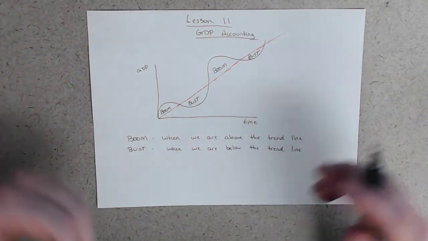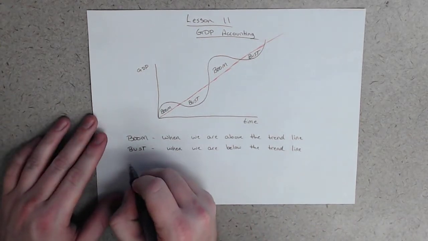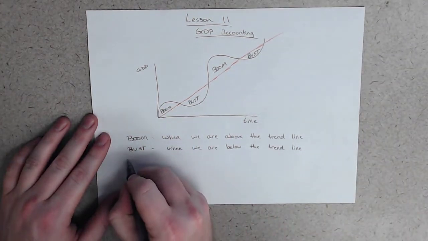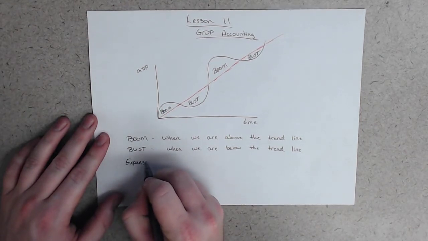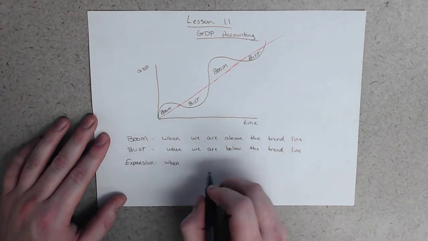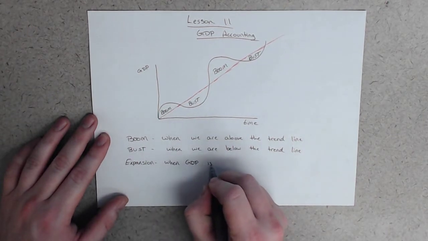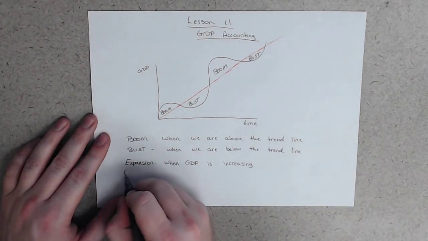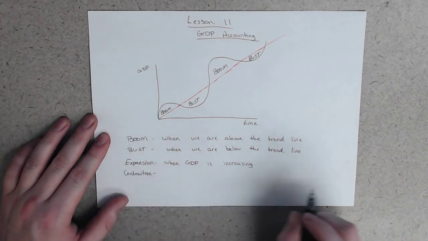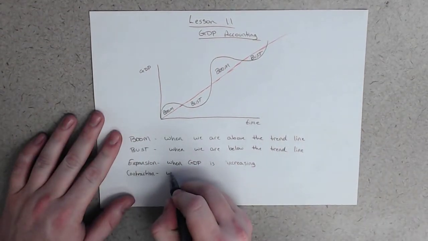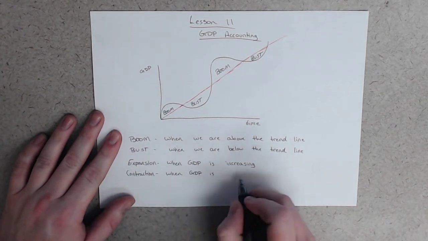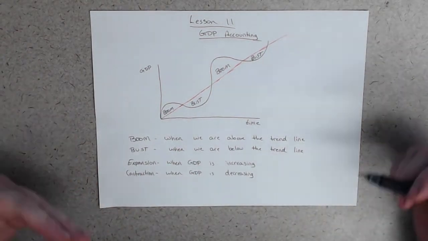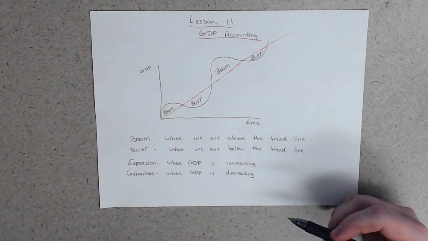Okay. And then we also have these things called expansions and contractions. An expansion is whenever GDP is increasing. And a contraction, at least for the purposes of this class, these are non-technical definitions, a contraction is when GDP is decreasing. So if we're in a contraction, it means GDP is falling. If we're in an expansion, it means GDP is rising.